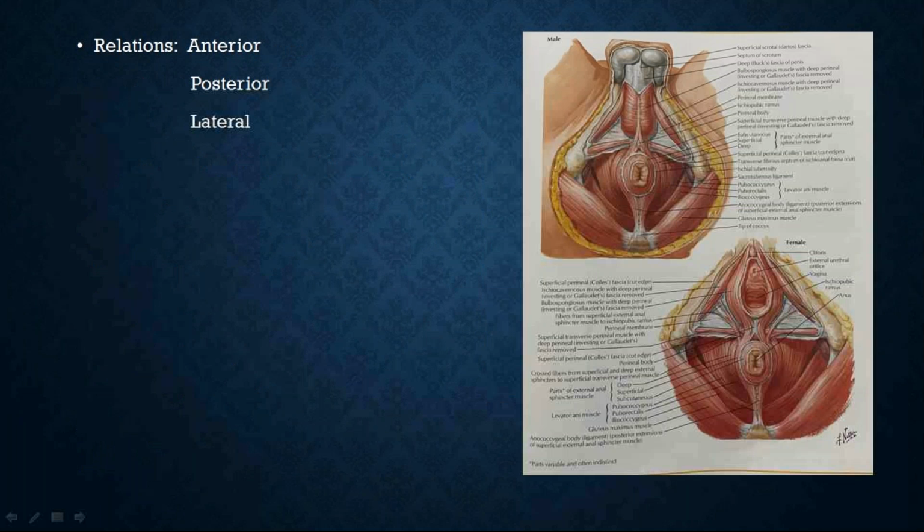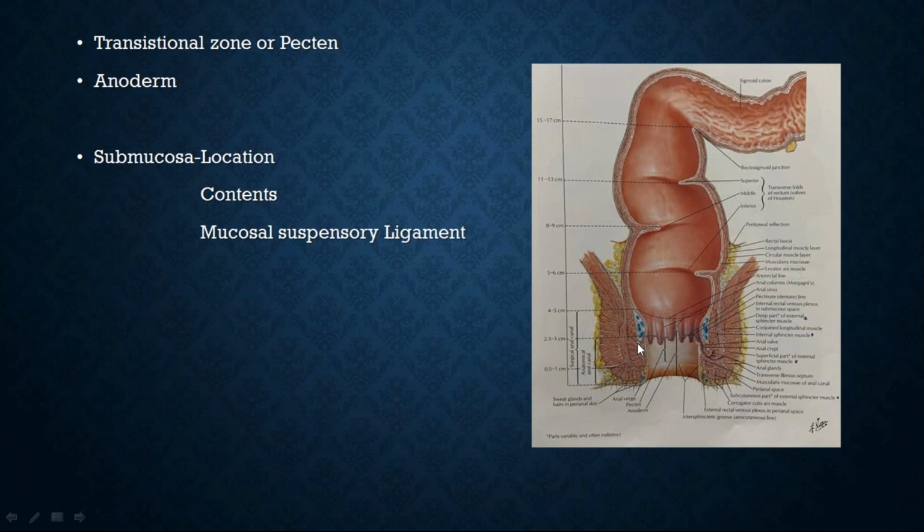So what are anal valves? These are the anal valves. Anal valves are the concentric folds which join the lower parts of the columns of Morgagni. See, these are the folds. Those are the anal valves.